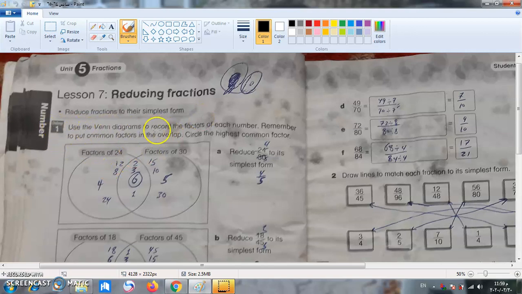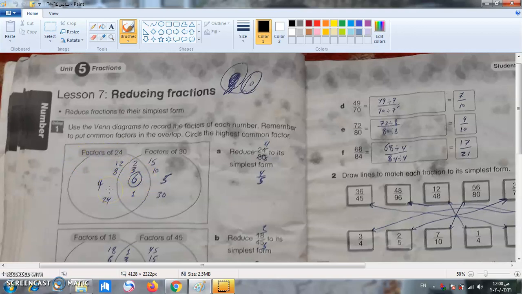He said use the Venn diagrams, these diagrams, to record the factors of each number. عشان يا شباب نسجل العوامل المشتركة لكل رقم. العوامل لكل رقم. Remember to put common factors, العوامل المشتركة, in the overlap here in this part. Circle the highest common factor. ونضع دائرة على الرقم العامل المشترك الأكبر ما بينهم. So the factors of 24, عوامل رقم 24 يا شباب.